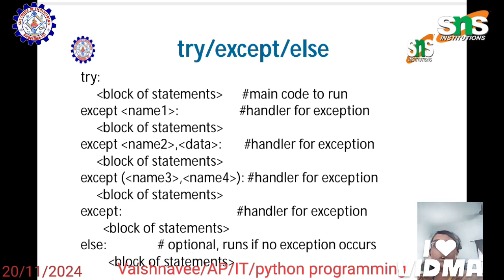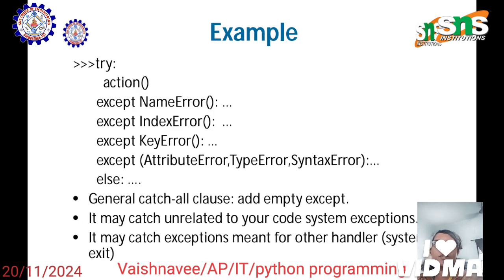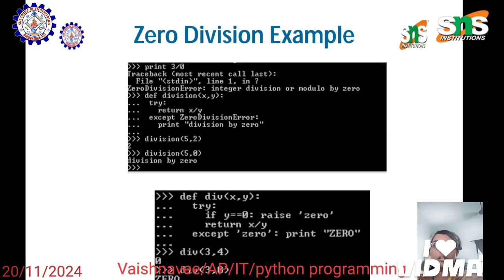Try action, except name error, index error, key error. These are the types of errors which may occur. It's given in the exceptions. So a general catch-all clause is an empty except. It may also catch unrelated system exceptions. So zero division, as I mentioned previously, if a number is divided by 0, it is infinity. So it cannot be printed, it creates an error.